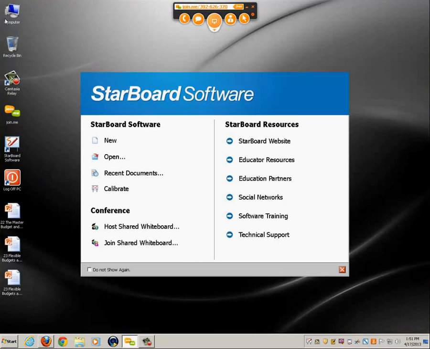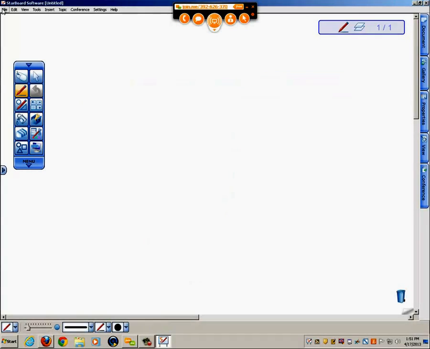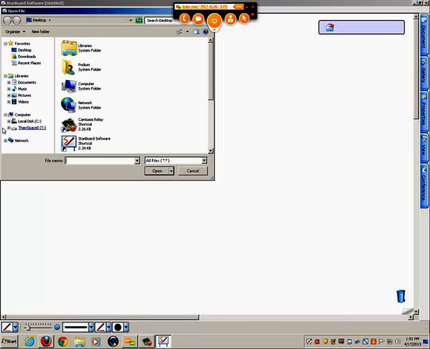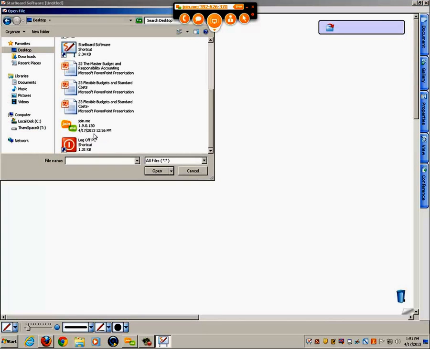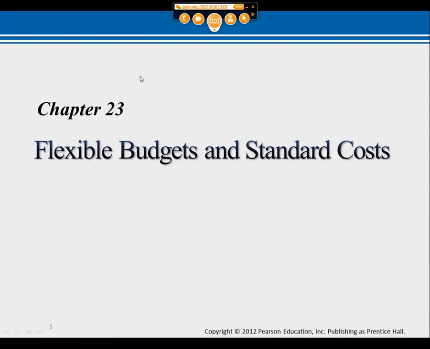Okay, so chapter 23 is your flexible budget and standard costs. So what we're going to try to do here is explain our flexible budgets and the standard costs. All right, so we have a number of learning objectives that we'll go through.